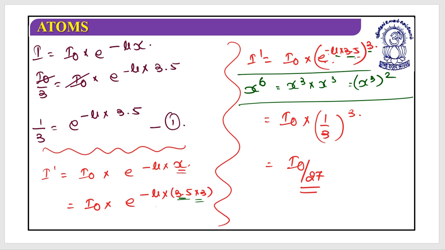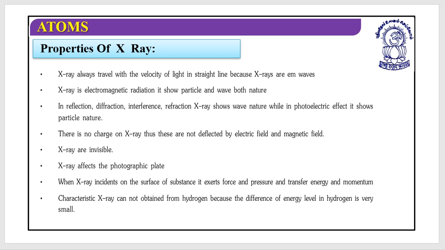Great. So let's discuss the properties of X-ray. This has been asked based on theory questions, so please keep this in mind. X-rays always travel with the velocity of light in a straight line because X-rays are EM waves. When I say EM waves, they are electromagnetic waves which always travel in a straight line.